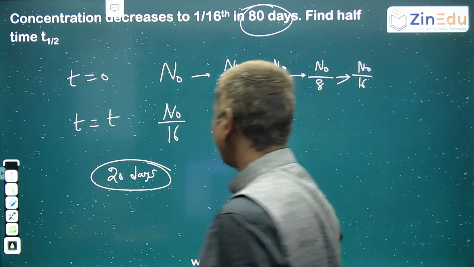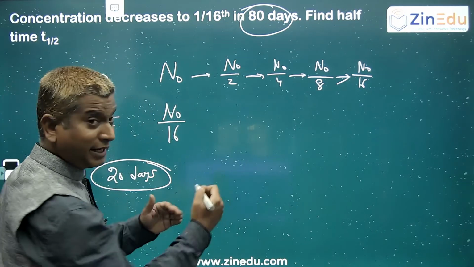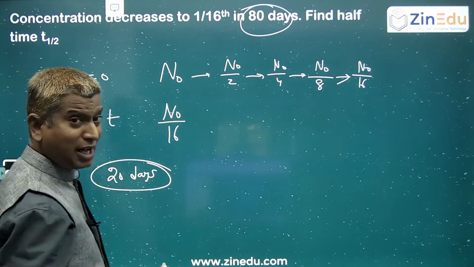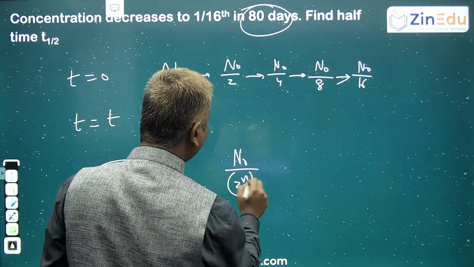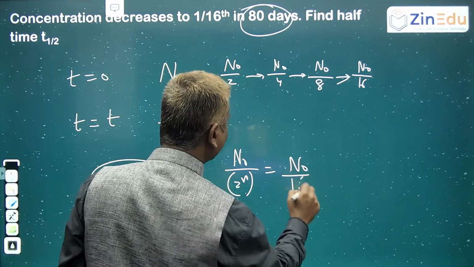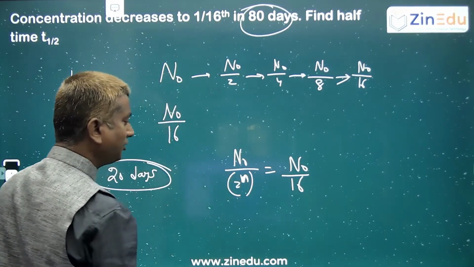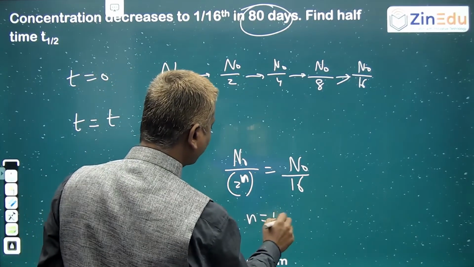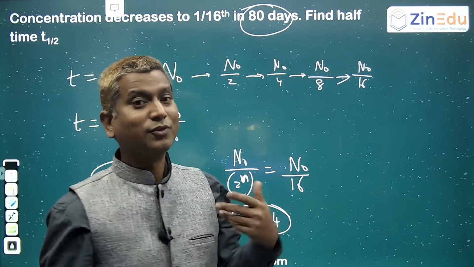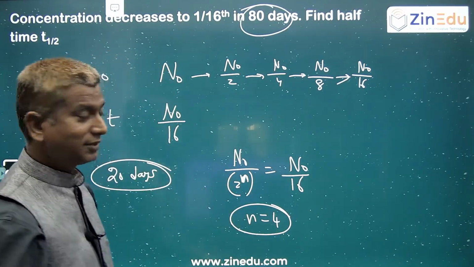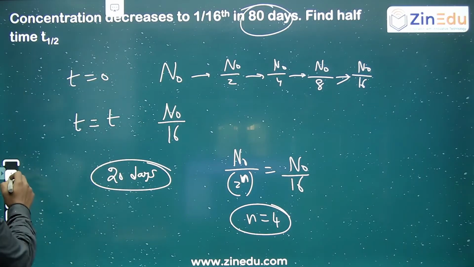Or else, the other way: you know one formula, after n half-lives it is going to become n naught by 2 power n, that is equal to n naught by 16, where n is the number of half-lives. Nicely you can put n equal to 4. That means 4 half-lives is 80 days. 1 half-life will become 20 days. Okay. Next.